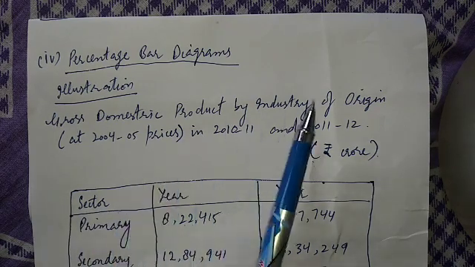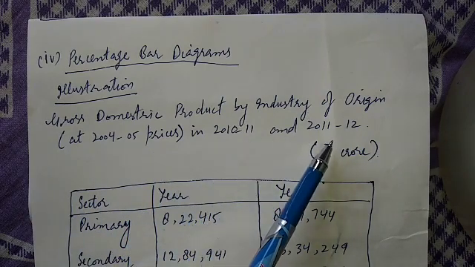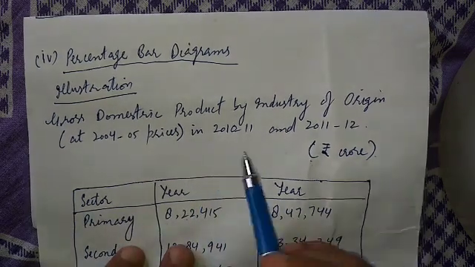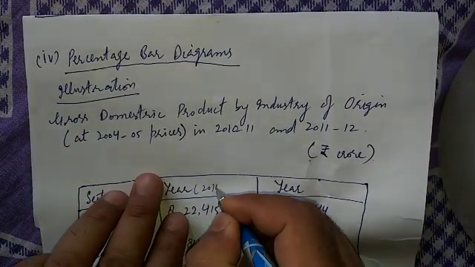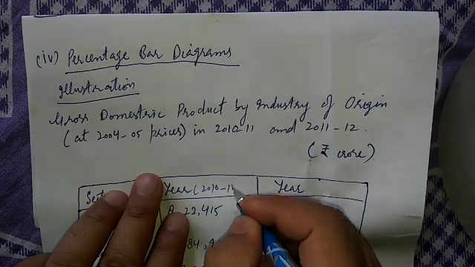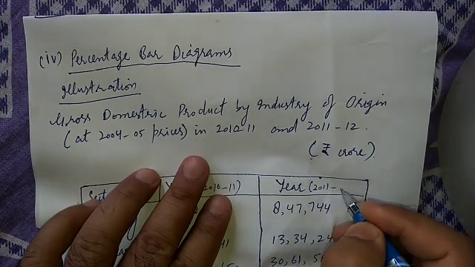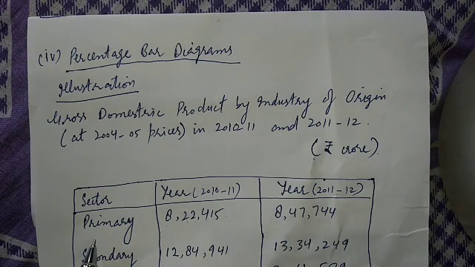You see, gross domestic product by the industry of origin at 2004-2005 prices in 2010-11 and 2011-12. These are the sectors: primary, secondary and tertiary. This is year 2010-11 and year 2011-12, right? This is the primary sector, secondary sector, tertiary. This is total.